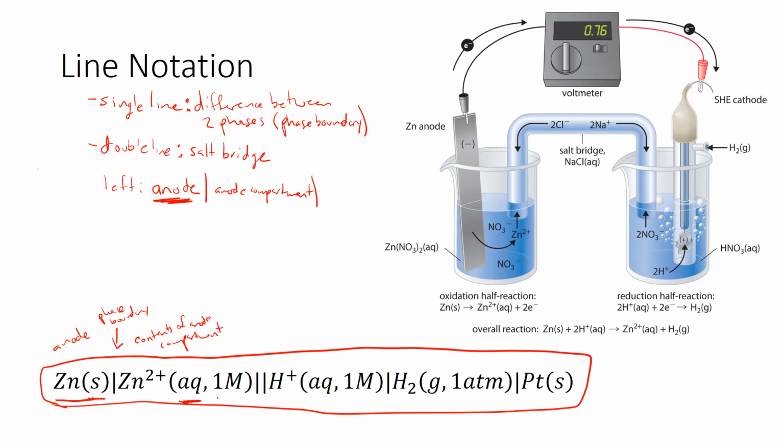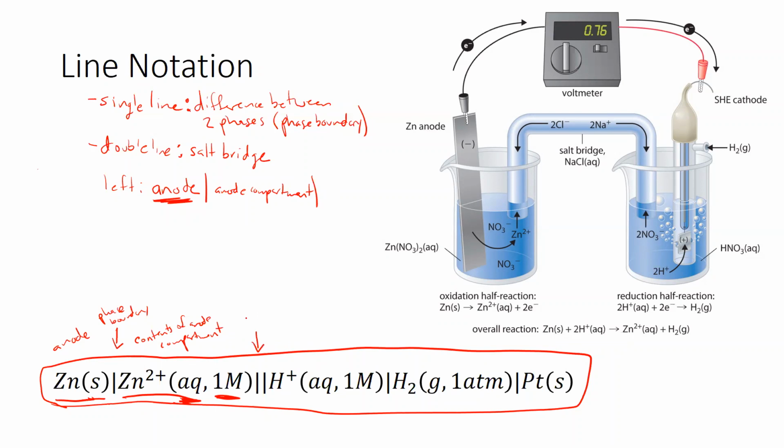Now, sometimes you'll have the concentration listed and sometimes you won't. In this case, you want in particular the phase and whatever is in that phase to be there. Now, you can have more than one thing in a compartment, which we'll see when we go to the hydrogen half cell. But whatever information you have, you can put that in there.